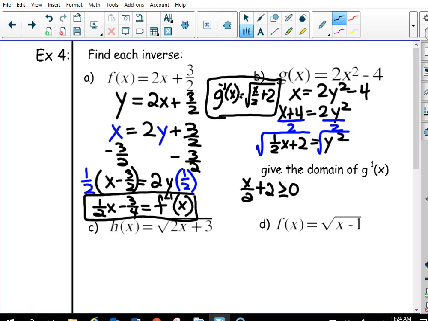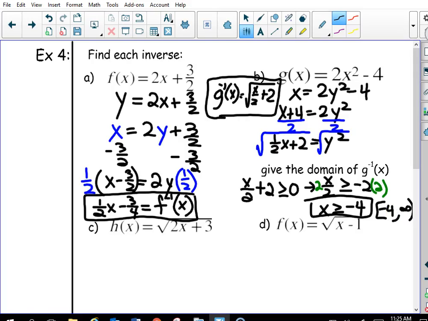I'm going to subtract 2, and I get x over 2 is greater than or equal to negative 2. I'm going to multiply both sides by 2. And it looks like x is going to be greater than or equal to negative 4. There's my inequality. Negative 4 to positive infinity is my interval notation.